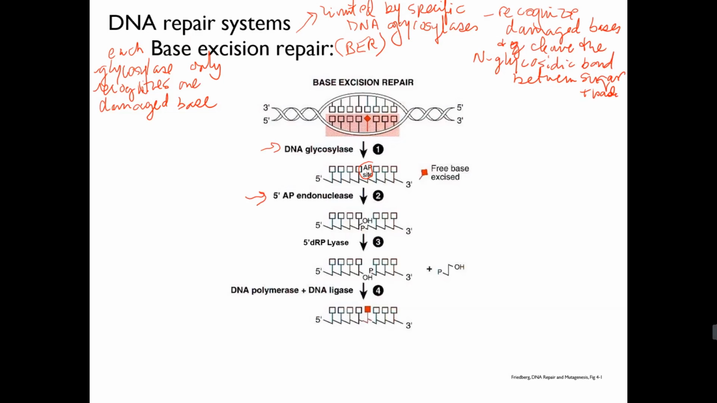Okay, so if we're looking at our strand, remember this is 5' over here and this is 3' over here. And again, it's called a 5' AP endonuclease. Okay, so now you have a backbone cleavage. You've got a nick, and this generates a 3' hydroxyl, right? So here's our 3' hydroxyl.